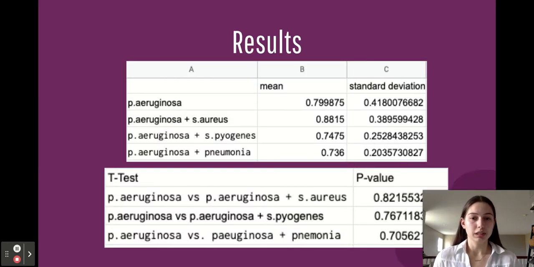Here are my results. The first table at the top is the mean and standard deviation of my trials. There were 8 trials in total. The second table was the t-test I did and the p-values I got.